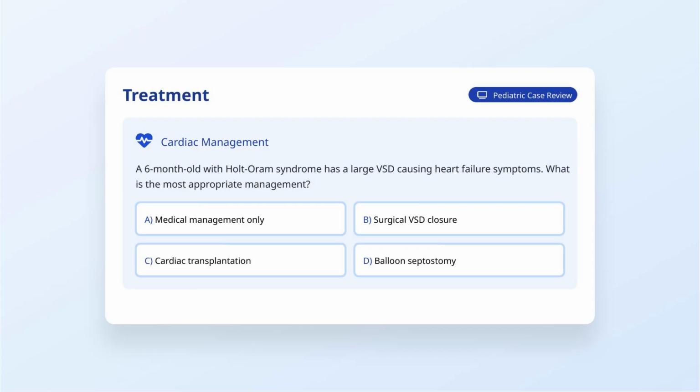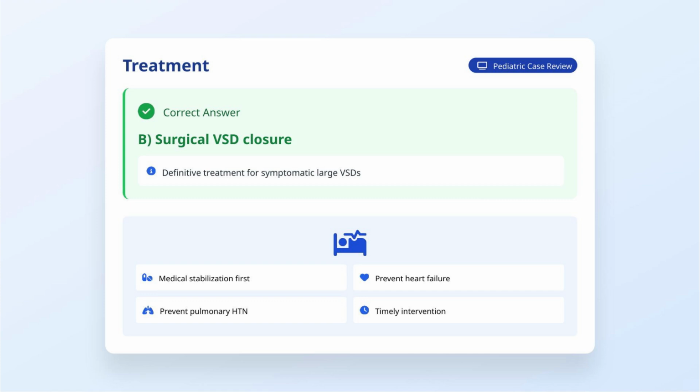A 6-month-old with Holt Oram syndrome has a large VSD causing heart failure symptoms. What is the most appropriate management? A. Medical management only. B. Surgical VSD closure. C. Cardiac transplantation. D. Balloon septostomy. The correct answer is B. Surgical VSD closure. For large ventricular septal defects causing heart failure symptoms, surgical closure is the definitive treatment. While medical management with diuretics and ACE inhibitors may be used initially to control symptoms, surgical intervention is necessary to prevent progressive heart failure and pulmonary hypertension. The timing of surgery depends on clinical symptoms and VSD size.